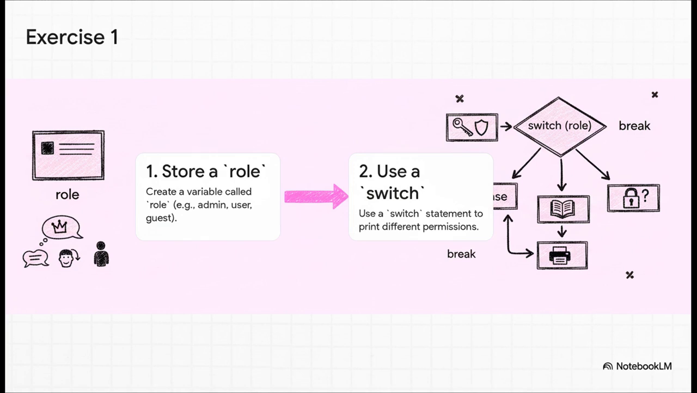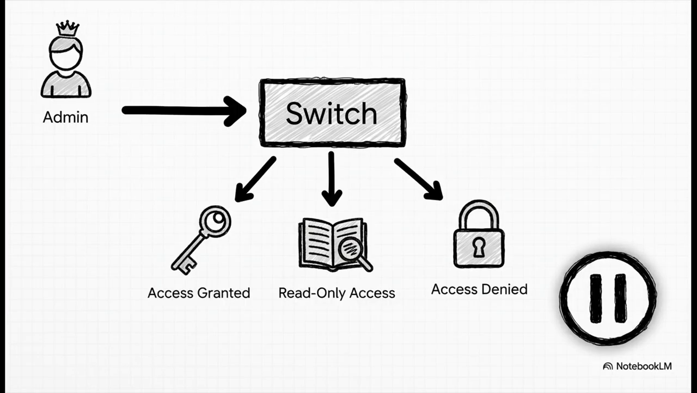For the first exercise, I want you to create a role variable. You can set it to a string like admin, user, or maybe guest. Then use a switch statement to check that role and print out a different permission message for each one. Your goal is to get an output that looks something like this. If the role is admin, it should print admin access granted. And something similar for the other roles you come up with. Go ahead, pause now, and try it out.